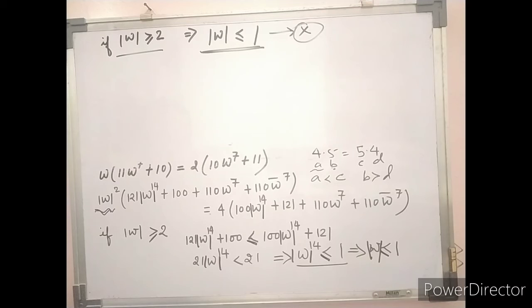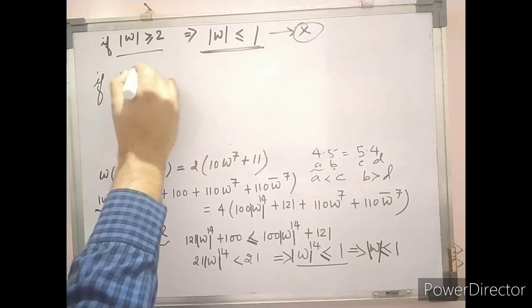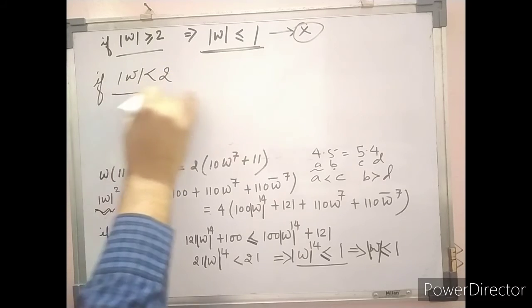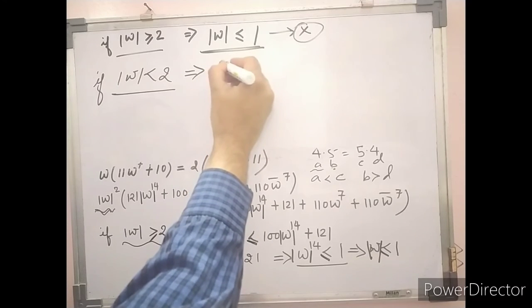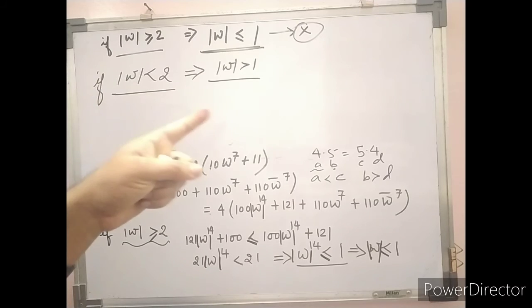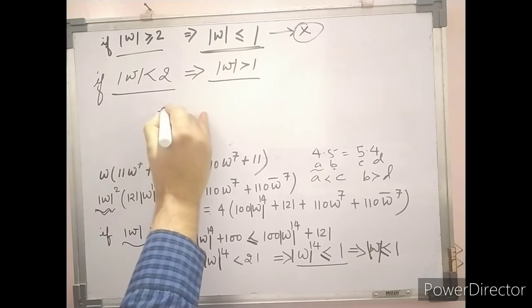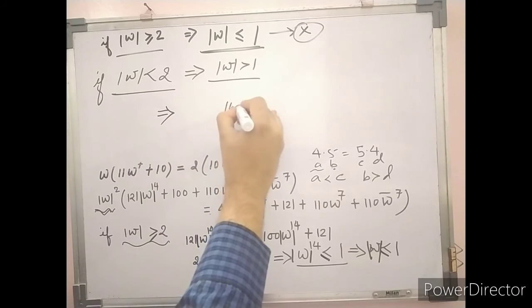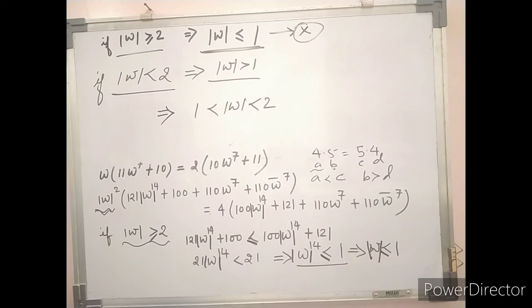So if we take another condition like the condition that we took here, and if we take a condition if mod of W is less than 2, then corresponding to it the condition that we will get upon solving this particular equation would be mod of W is greater than 1, okay. So this particular condition both of them can simultaneously satisfy, and therefore in this particular question mod of W should be greater than 1 and should be less than 2.